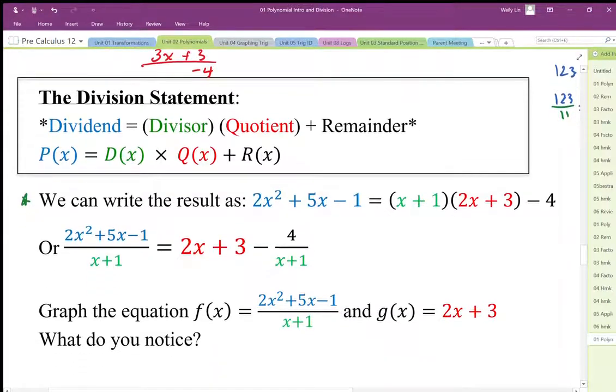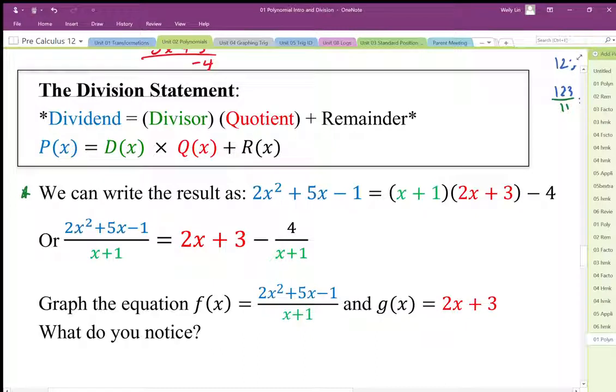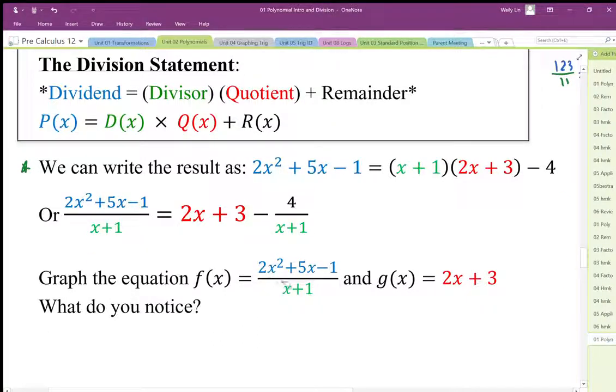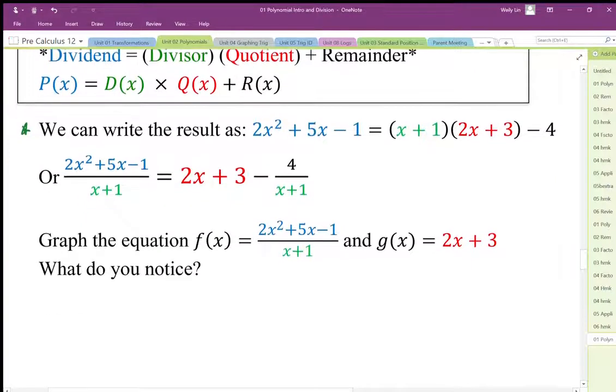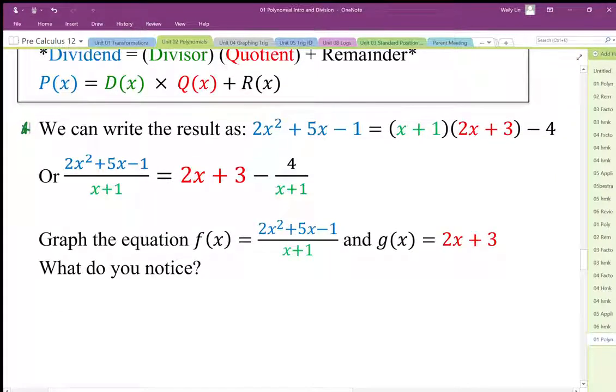So we should know something about these rational expressions as well. If I graph this function, the original division statement, and my quotient, you're going to notice something. So let's graph it, put it in your graphing tool, and tell me what that looks like, and see if you see anything interesting that happens. And maybe think about why that may be happening.